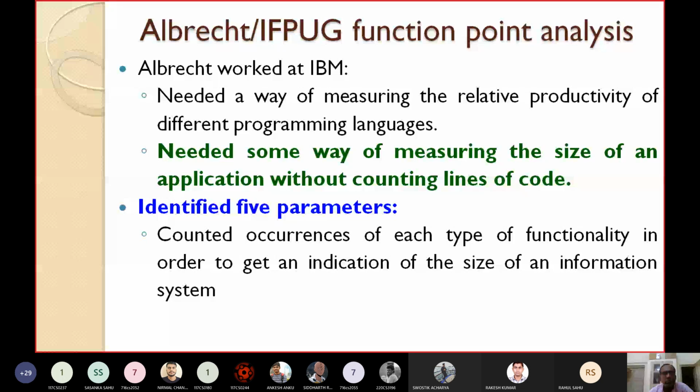Basically, his approach is a top-down approach. Yesterday I discussed top-down approach and bottom-up approach. So basically, it is a top-down approach.